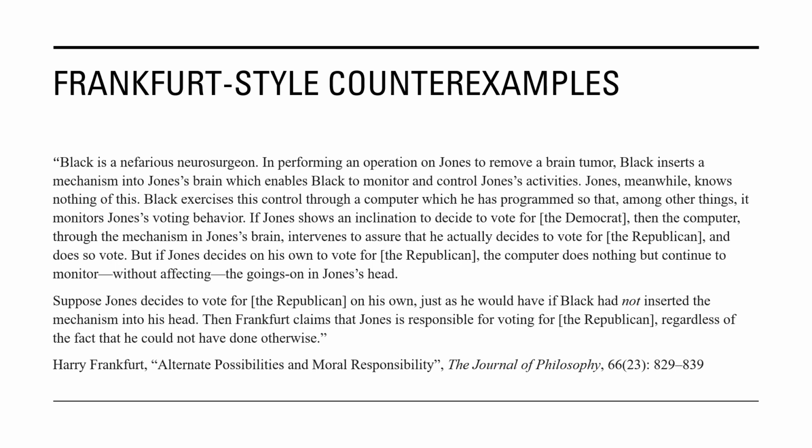Black is a nefarious neurosurgeon. In performing an operation on Jones to remove a brain tumor, Black inserts a mechanism into Jones's brain which enables Black to monitor and control Jones's activities. Jones, meanwhile, knows nothing of this. Black exercises this control through a computer which he has programmed so that, among other things, it monitors Jones's voting behavior. If Jones shows an inclination to decide to vote for the Democrat, then the computer, through the mechanism in Jones's brain, intervenes to assure that he actually decides to vote for the Republican, and does so vote.